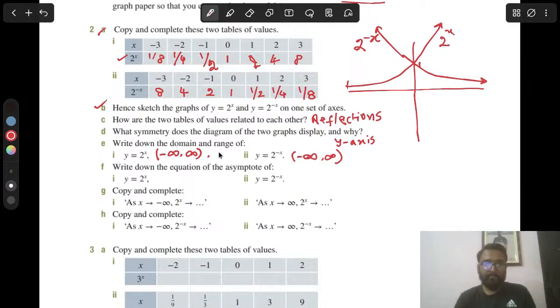Yes, greater than 0, and you can write it like this: 0 to infinite. The range is also 0 to infinite. So what are the asymptotes for these two graphs? Which line is touching at infinity? The x-axis. For both graphs, it will be the x-axis.